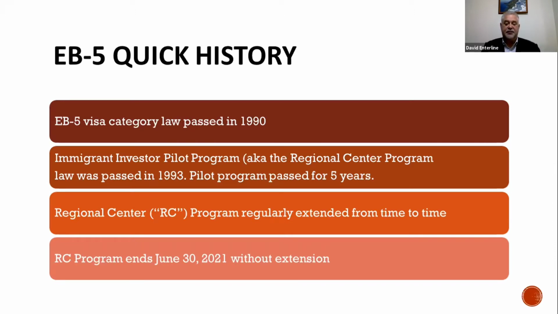Now, the Regional Center Program has regularly been extended from time to time since 1993. It used to be extended for 5 years, then it dropped to 3 years, and then around 2015, it began to be extended several times during the year. And then finally, late last year, in late 2020, it was extended until June 30, 2021, and it was not extended past that date. So as of right now, the Regional Center Program was not extended, so it's expired.